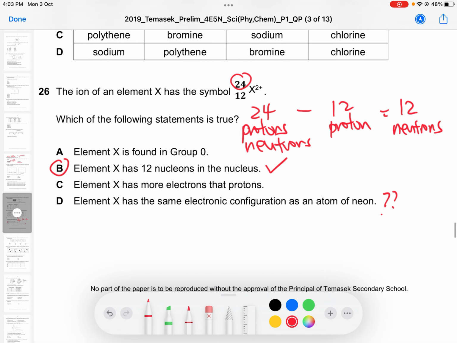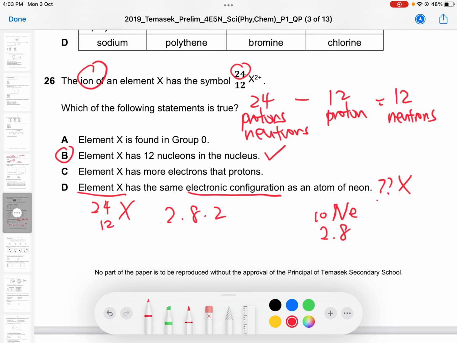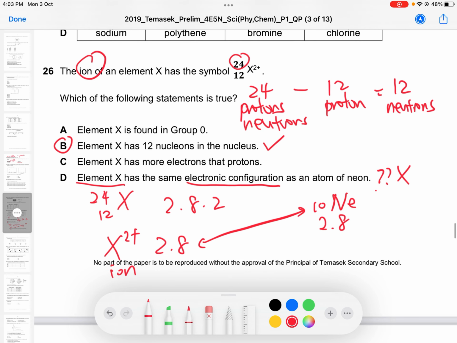So let's see why D is wrong. Element X has the electronic configuration 2.8.2, whereas neon is 2.8. I think you're confused with the word ion. When I have an ion, it is 2.8. The ion of X has the same electronic configuration, but it's not the element. So that's why the answer is B.